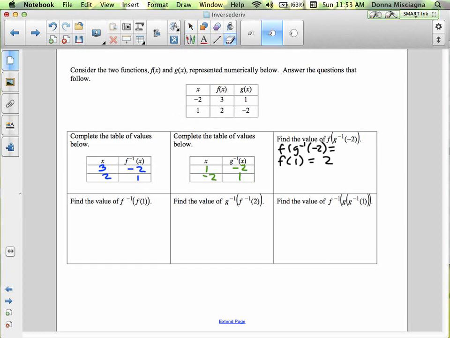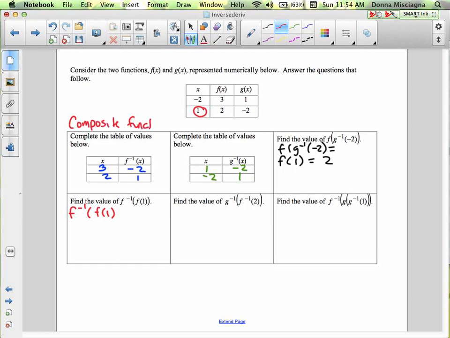Let's look at the next one. Find the value of f inverse of f of 1. Make sure I'm not going to say derivative until we get to the derivative part. So f inverse of f of 1 means we're plugging 1 into f of x, because if we're evaluating a composite function, remember, composite functions evaluate inside out.